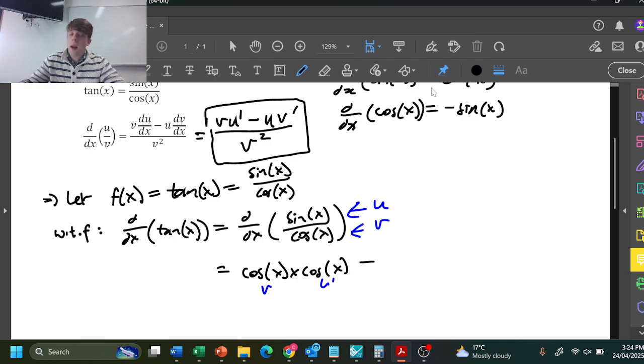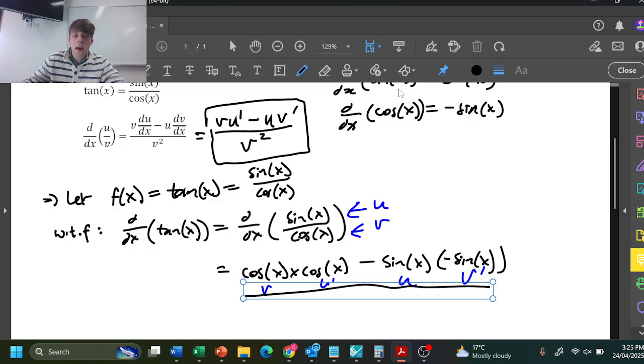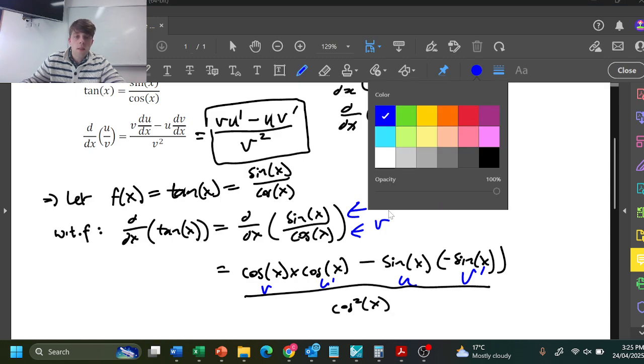And then we want to subtract off the top function, u, so that's going to be sine x multiplied by the derivative of the thing down the bottom. So the derivative of the thing down the bottom is negative sine x. Again, what we have done there is we've subtracted off the thing at the top, which is u, and multiplied that by the derivative of the thing down the bottom. And we are going to divide all of that, according to the quotient rule, by v squared, and here v is cosine. So we have cosine squared down the bottom, and that is v squared.